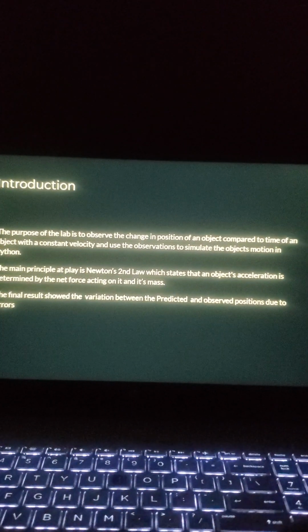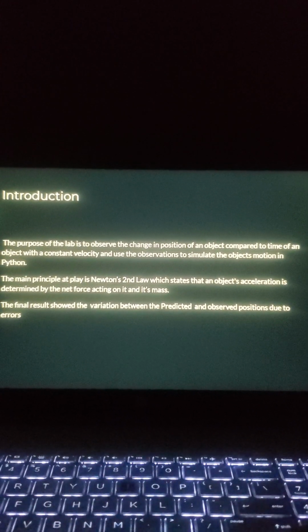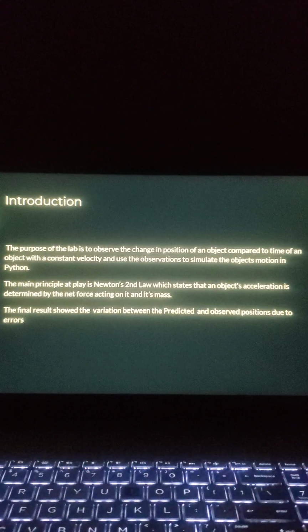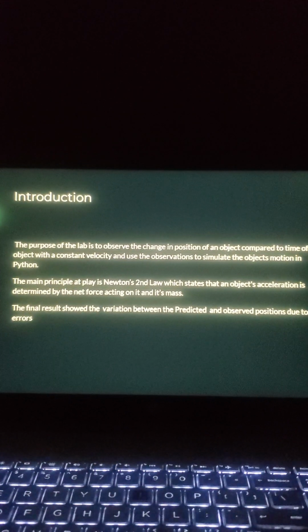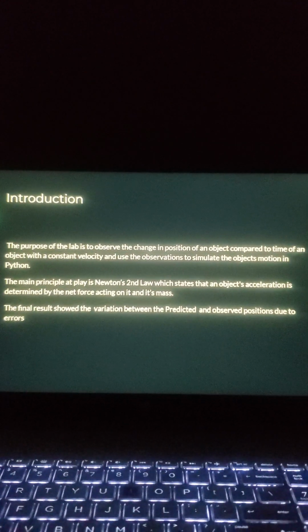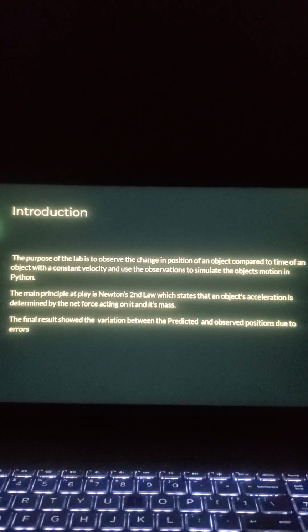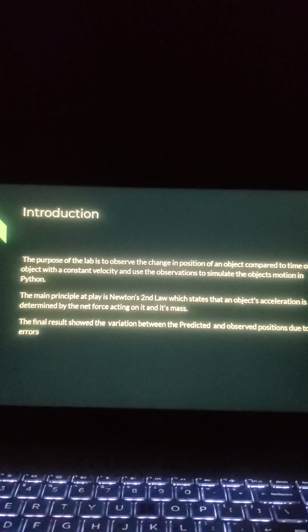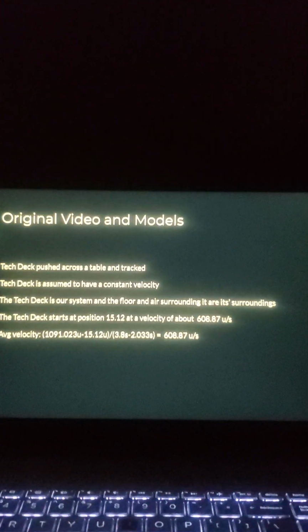The purpose of this lab is to observe the change in position of an object compared to the time of an object with constant velocity, and use its observations to simulate the object's motion in Python. The main principle at play is Newton's second law, which states that an object's acceleration is determined by the net force acting on its mass. The final result showed the variation between the predicted and observed positions due to errors.